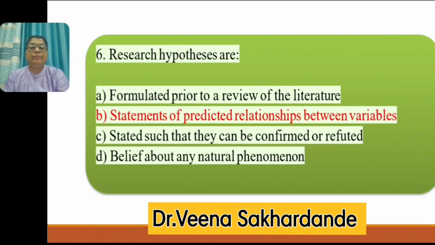MCQ number 6, that is, research hypothesis. You need to find out what the research hypotheses are here. The answers are already given here, highlighted in red. Options include: formulated prior to a review of literature; statement of predicted relationship between variables; stated such that they can be confirmed or refuted; and believed to be natural phenomena. The correct answer is again the statement of predicted relationship between variables. We have already seen that the research hypothesis is a prediction of the relationship between different variables. This is the correct answer.